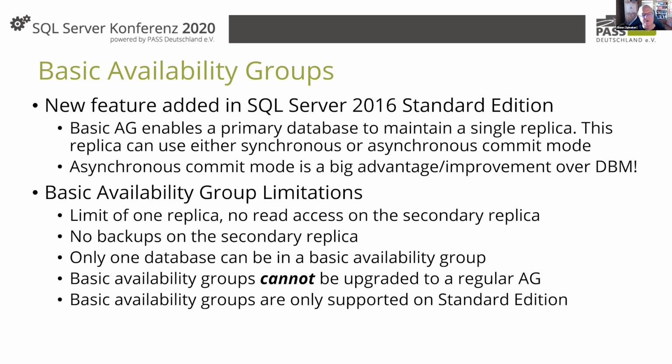So anyways, with basic availability groups, you get 1 replica and there's no read access on the secondary, and you can't take backups on the secondary like you can with regular availability groups. And there's only 1 database in the availability group. So if you've got 100 databases, you've got to set up 100 basic availability groups, 1 for each database. And then if you decide later on to upgrade in place from SQL Server Standard Edition to Enterprise Edition, you're going to have to tear down all your basic availability groups and rebuild them.